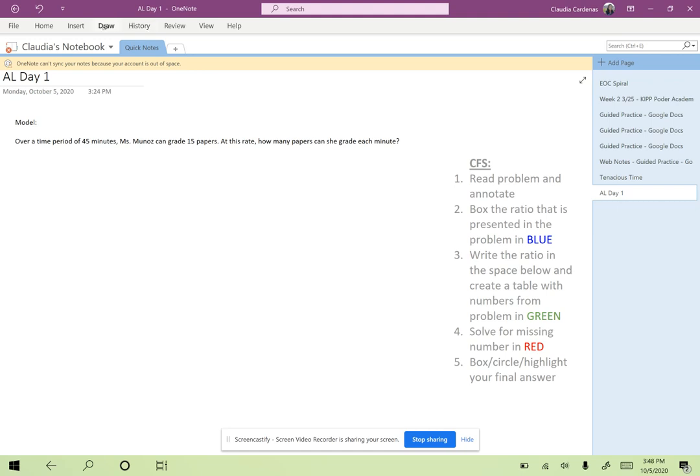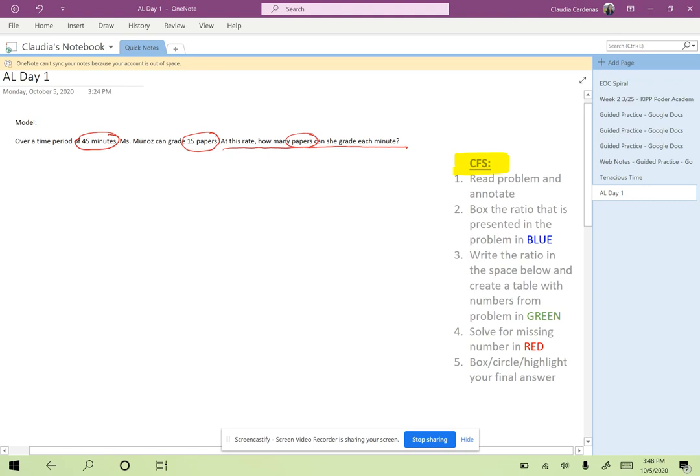So, if you look over here on the right, you will see that there is a set of steps or criteria for success that I'm going to ask you to do for every single problem. So the first thing we're going to do is read the problem and annotate. So over a time period of 45 minutes, Ms. Munoz can grade 15 papers. At this rate, how many papers can she grade each minute?